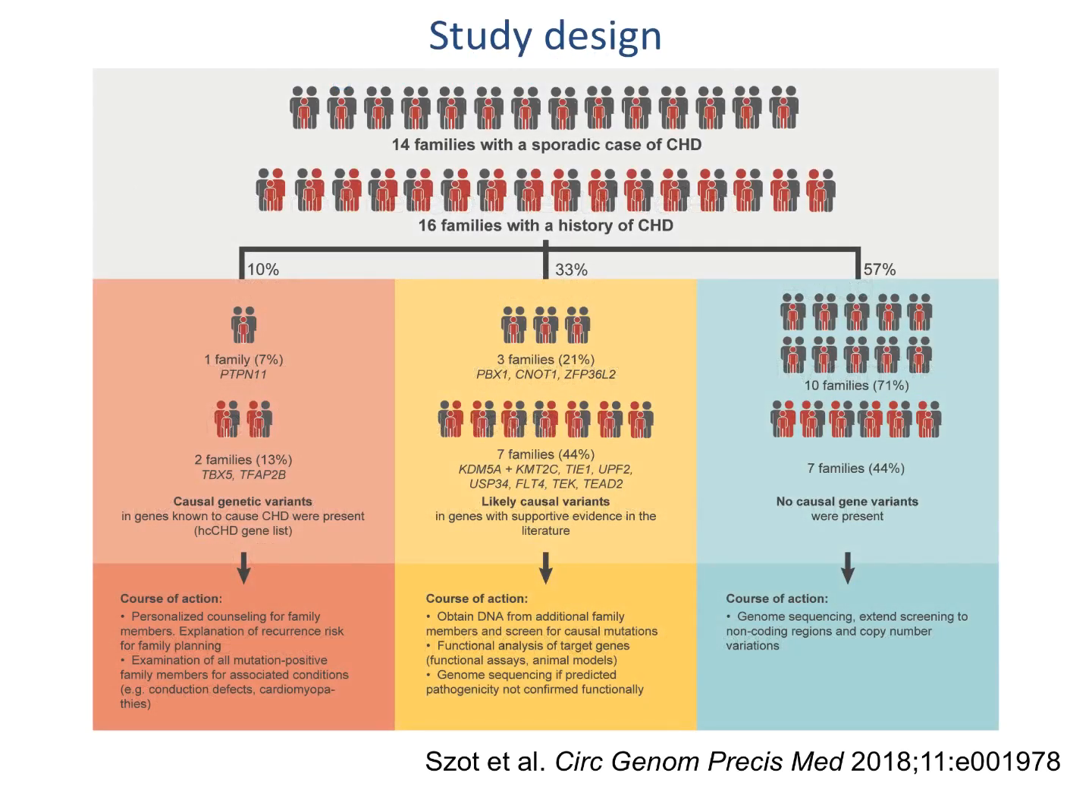The authors of the present study utilized whole exome sequencing data from 30 families to identify disease-causal variants for congenital heart disease. 10% of families displayed pathogenic variants in known CHD genes, namely PTPN11, TBX5, and TFAP2B. Another 33% of families carried rare and damaging variants, segregating with disease in genes with supportive evidence in the literature. In the remaining affected families, no causal gene variants could be identified.